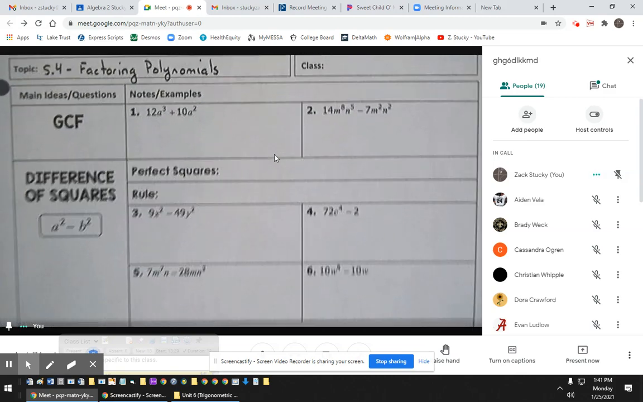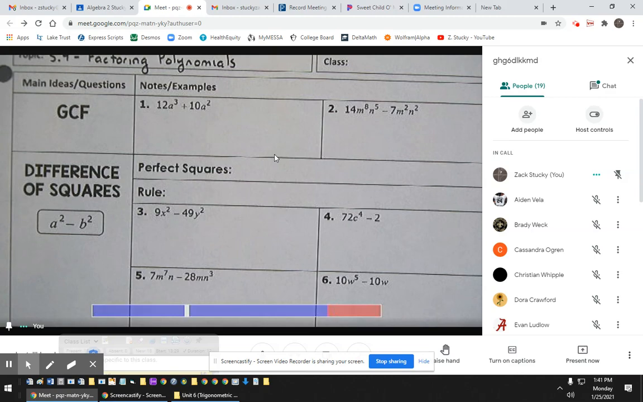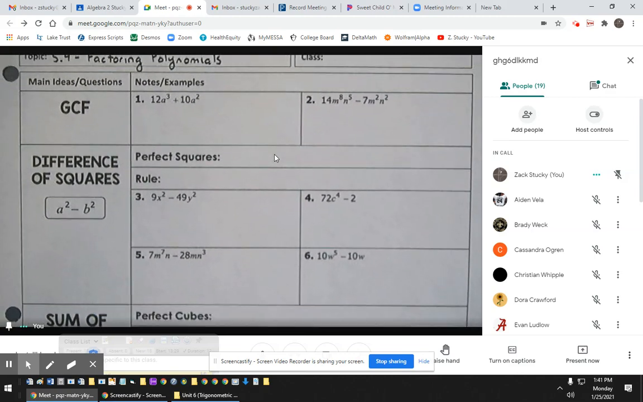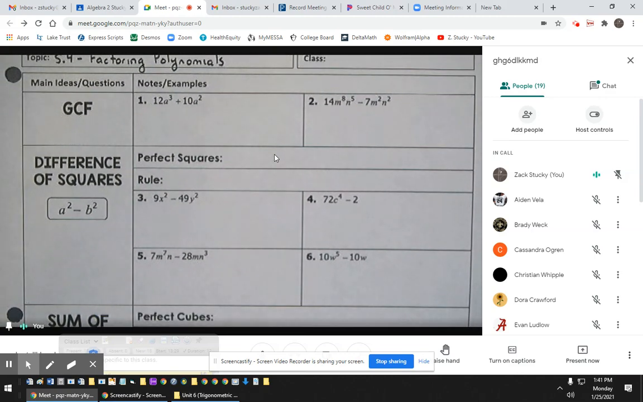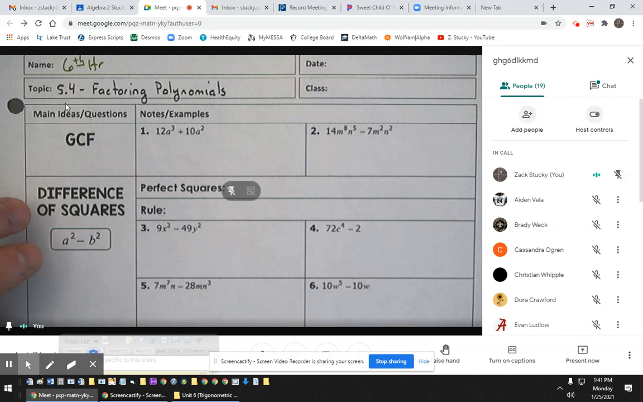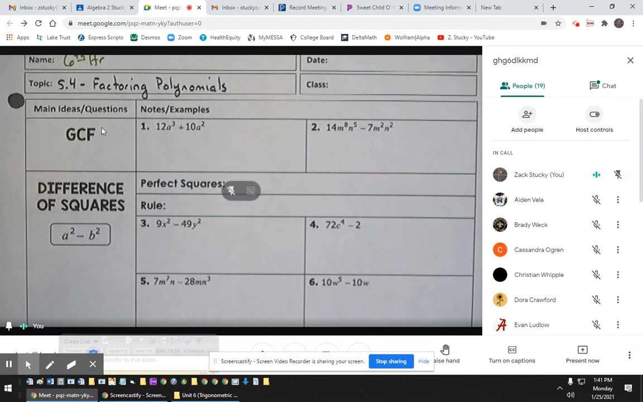GCF. Yes, so this is going to be review of last semester. So those of you at home who don't have this packet, if you had Museo, you should be able to get this packet out. Those who had me, you're going to have to wait till the cohort tomorrow to get your packet.